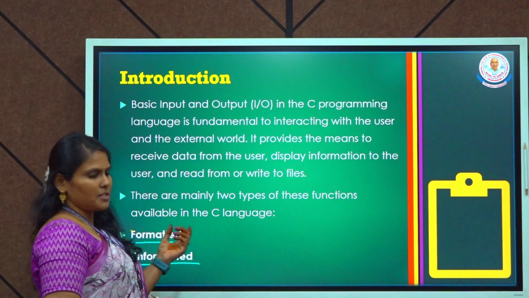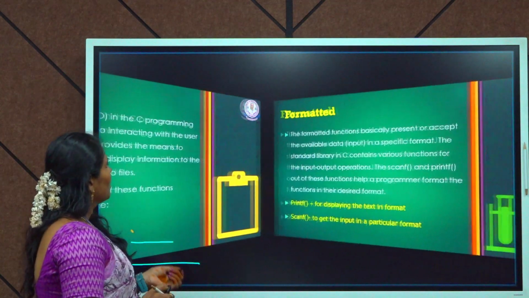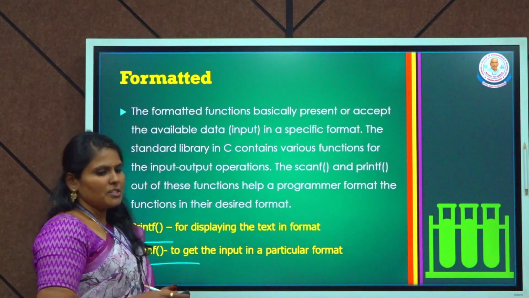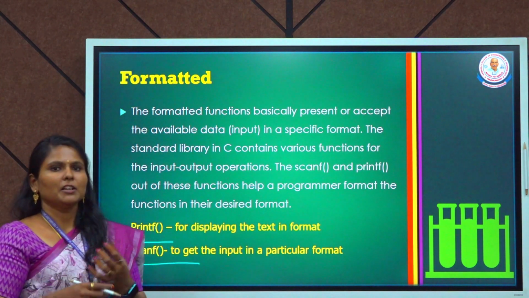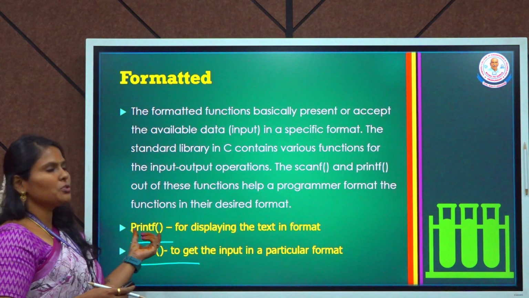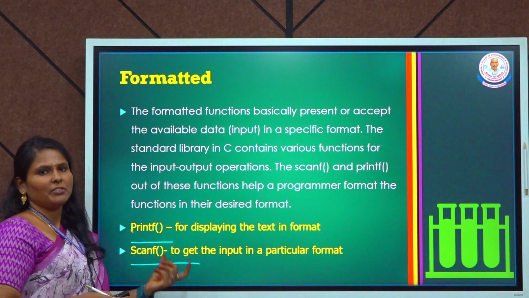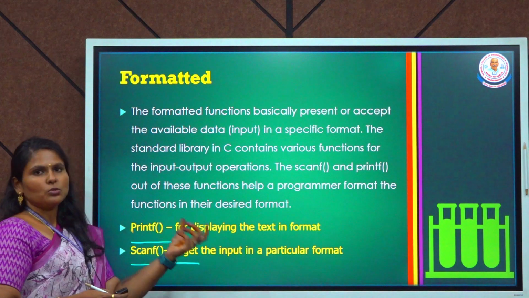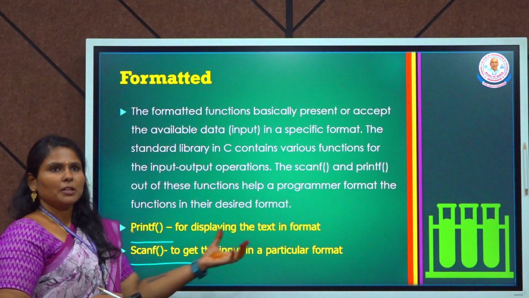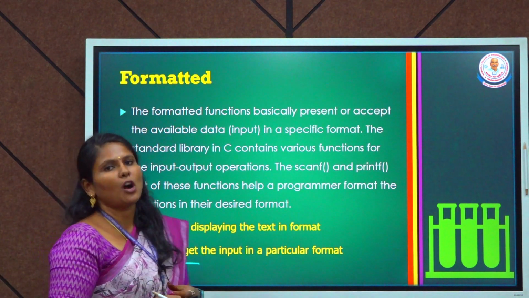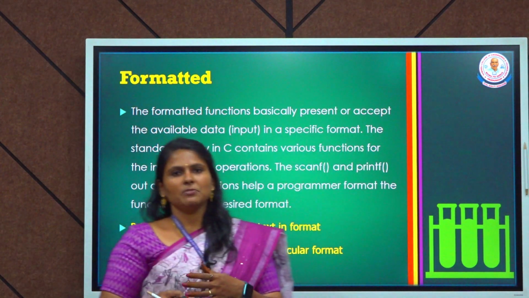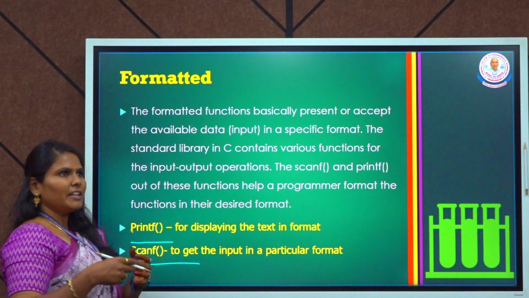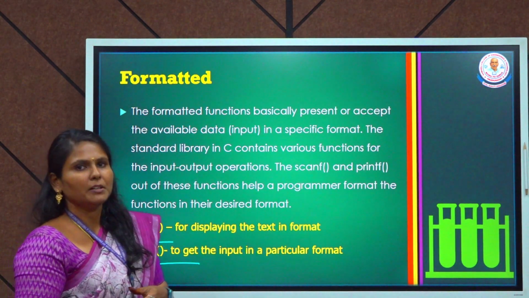So let me first see about the formatted functions. The formatted functions are used to print the data or accept the data in a particular format. Usually we use the statements printf and scanf. Okay, printf is used to display text in a particular format with the help of the format specifier. Hope you know what is meant by format specifier. The format specifier will decide which kind of data is going to be printed on the console screen.